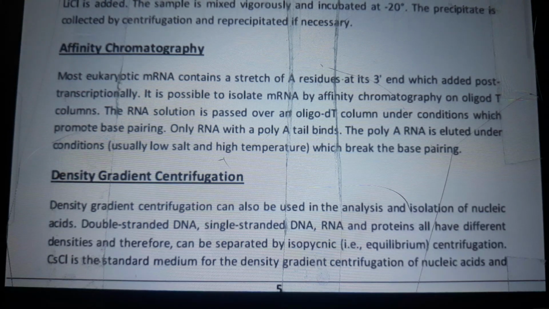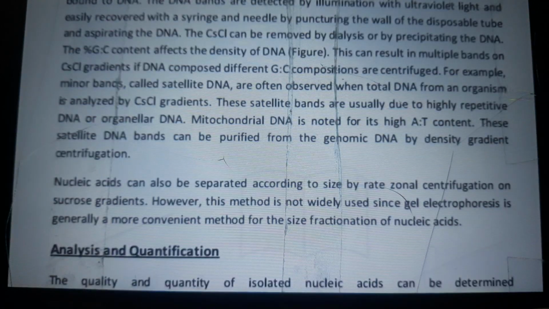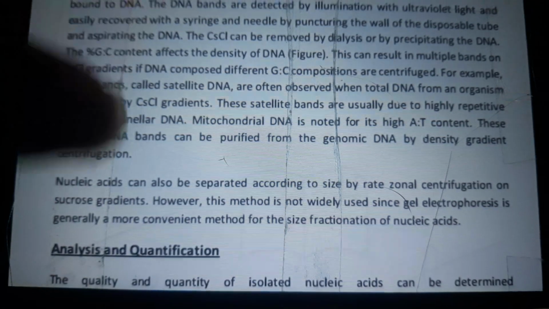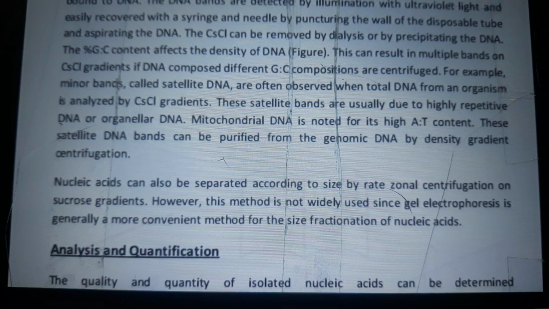Density gradient centrifugation. Density gradient centrifugation can also be used in analysis and isolation of nucleic acids. Double-stranded DNA, single-stranded DNA, RNA, and proteins all have different densities and therefore can be separated by isopycnic, that is, equilibrium centrifugation. CsCl is the standard medium for density gradient centrifugation of nucleic acids and is especially useful for the purification of large amounts of highly purified DNA.